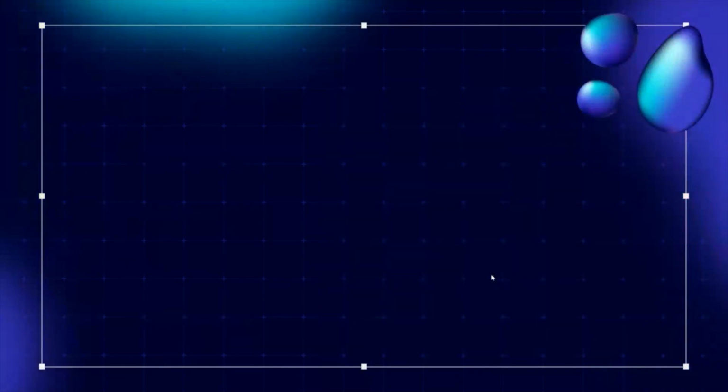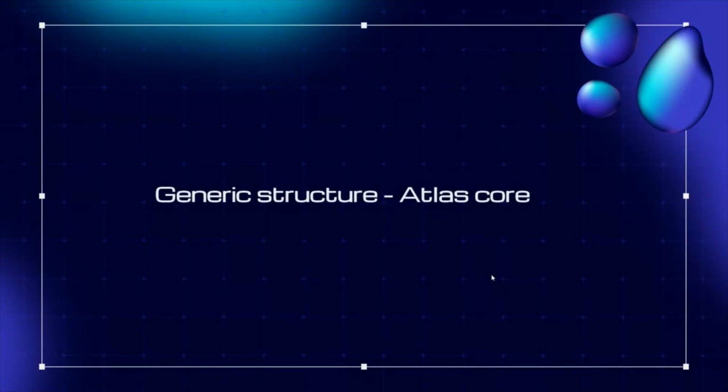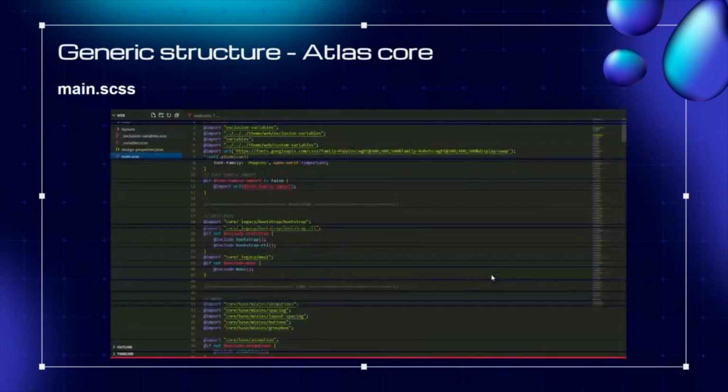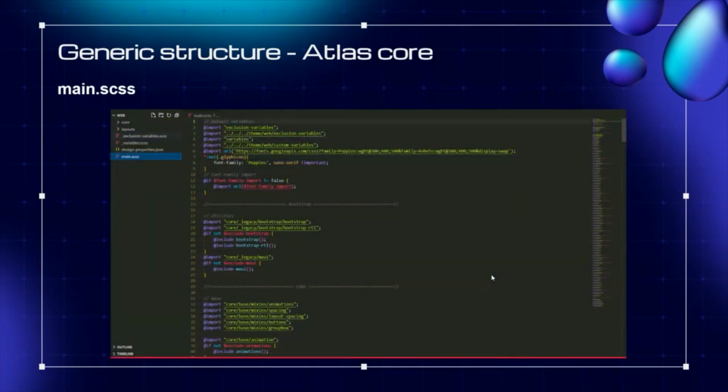Let's see the generic structure of Atlas code. Let's look in detail at the structure of Atlas code. Atlas code is divided into two categories. The first one is native and the second one is web. Today, our focus would be on the web. The web folder is subcategorized into different files and folders. First, we have the main.scss file, the root file of the design system where we import all our files.